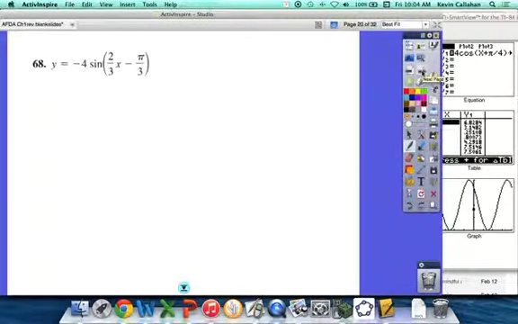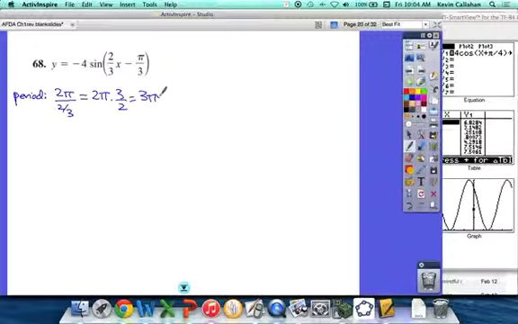Okay, one more. Okay, so the period is 2 pi over b. Okay, what is the b? 2/3, right? The b is 2/3, so again, which is 2 pi times 3/2, which is 3 pi. So we're going to go negative 3 pi to positive 3 pi.